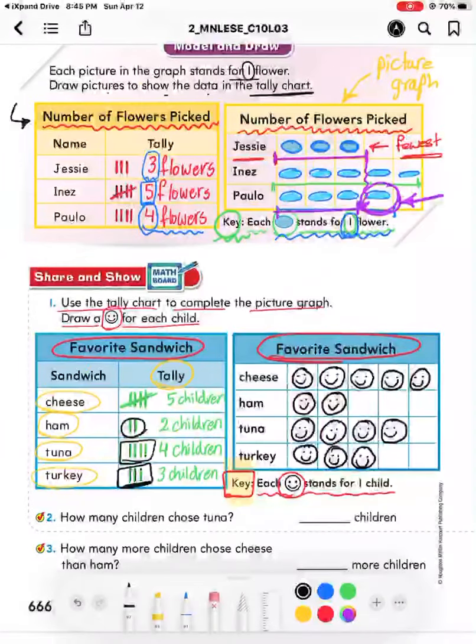Now, how many children choose tuna? Let's read from the picture graph, so we can be trained how to read it more and more. Now, we have the key here which says each smiley face stands for one child. So for the tuna, it's 1, 2, 3, and 4, right? So we got 4 children.